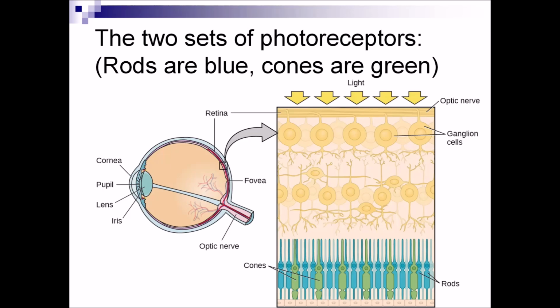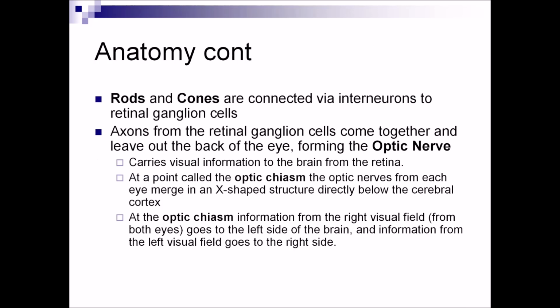Here is an illustration of both the location of the rods in the retina as well as the rods and cones, rods being blue and cones being green, and the relationship to the ganglion cells and optic nerves and how light comes in. Rods and cones are connected via interneurons to retinal ganglion cells. Axons from the retinal ganglion cells come together and leave out the back of the eye, forming what's known as the optic nerve. The optic nerve carries visual information to the brain from the retina.